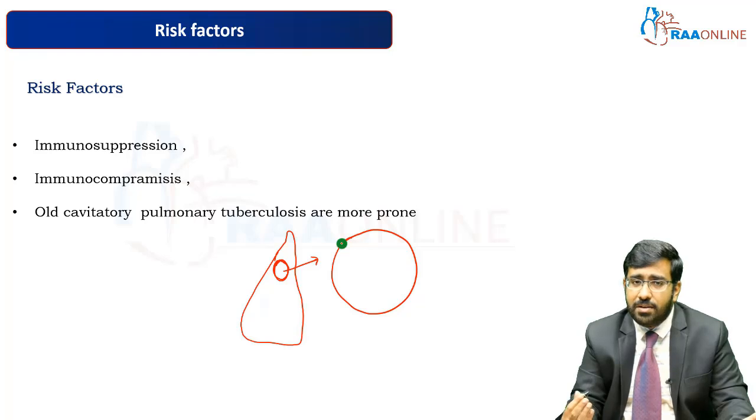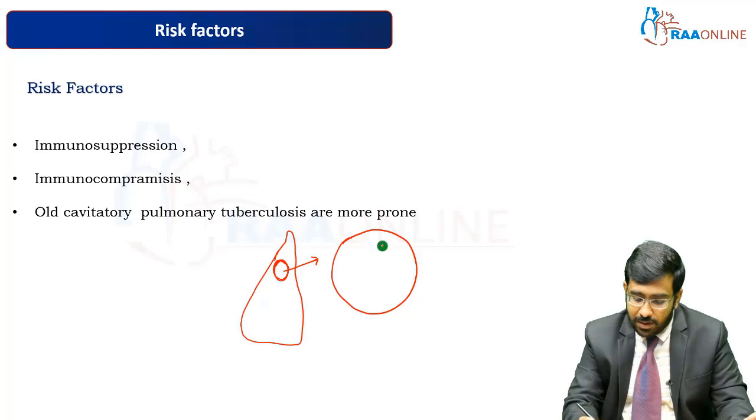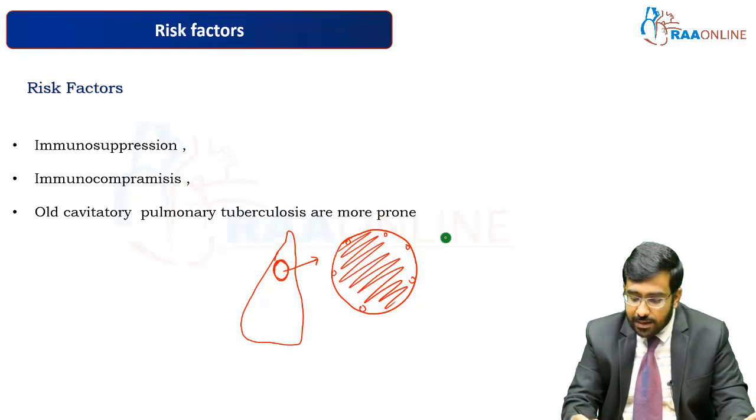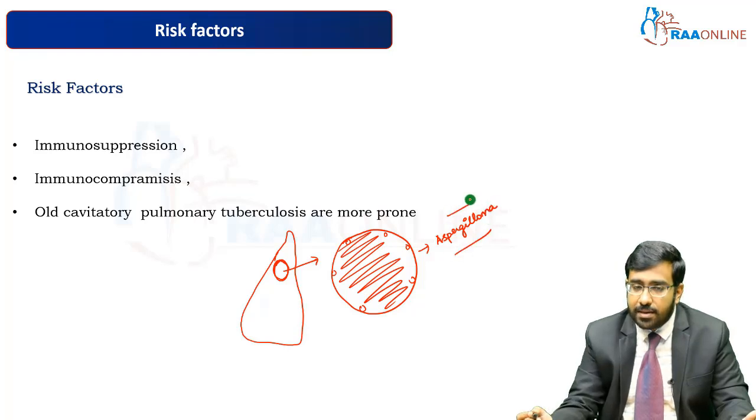So what happens is that when the patient is exposed to the spores of Aspergillus, the spores get attached to the walls of the cavity and they grow inside. They grow and involve the entire area. That is the aspergilloma. This can mimic carcinoma of the lung in radiological examinations. So this is the pathogenesis of aspergillosis in cavitatory pulmonary TB.